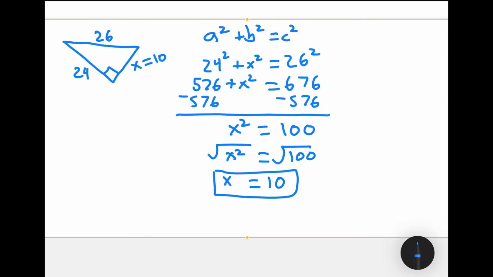So now I've identified the second leg that was missing, and I've solved for it using the Pythagorean theorem. I hope that helps.